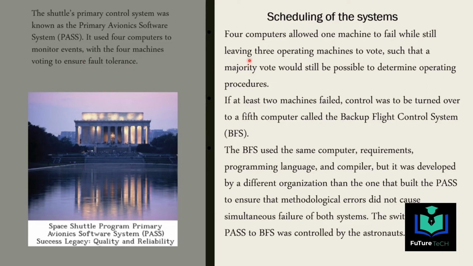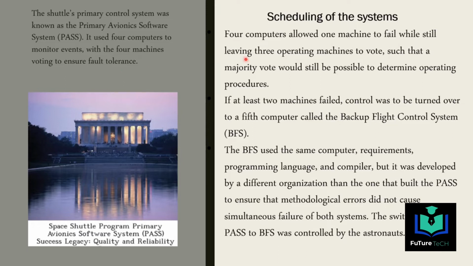These 4 computers allowed one machine to fail while still leaving 3 operating machines to vote, such that a majority vote would still be possible to determine operating procedures. So they created a system which supports 4 computers, and all the 4 computers are doing some set of operations. This set of operations is used to find the tolerance of a fault.